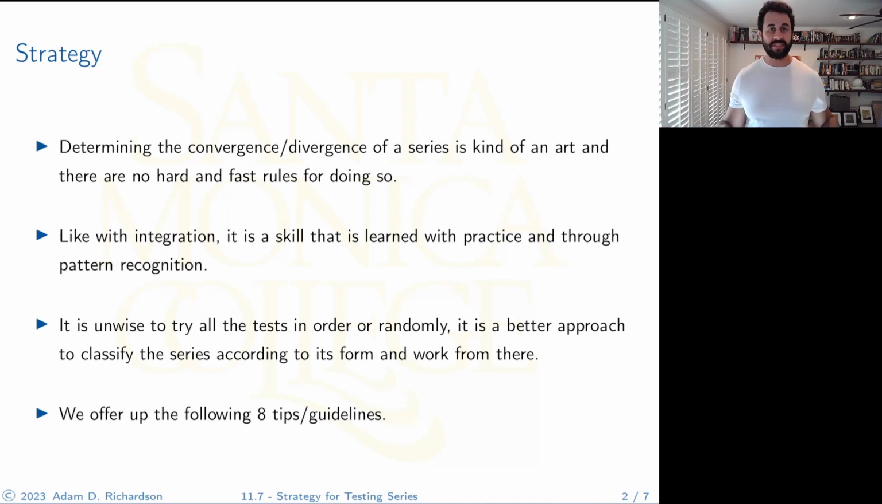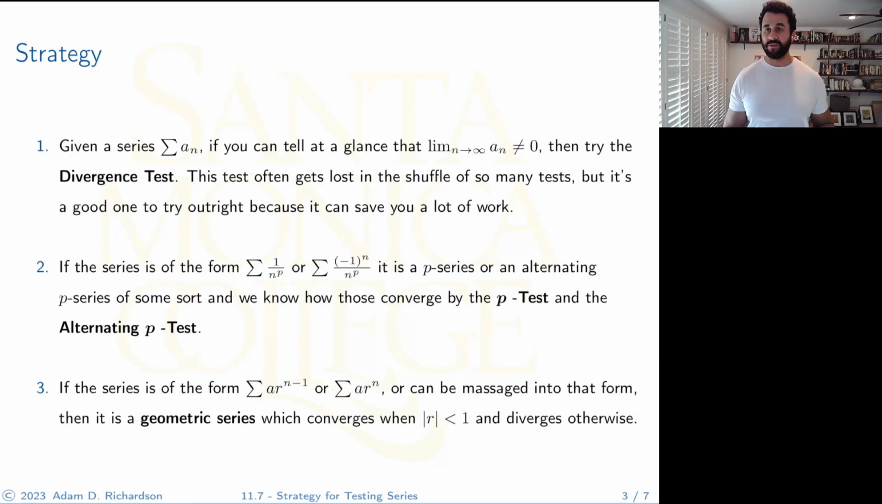A basic tip right off the bat: it's unwise to just try the tests in some random order. It's unwise to say, oh, just try the alternating series test or the ratio test or the root test. That's not a good strategy for determining if a series converges or not. However, I do have the following 8 tips and guidelines that can help a little bit. So here's the first one.